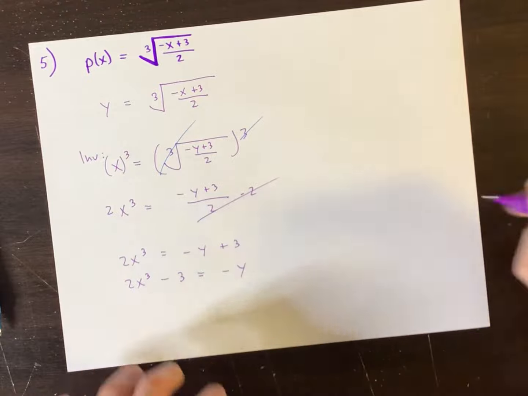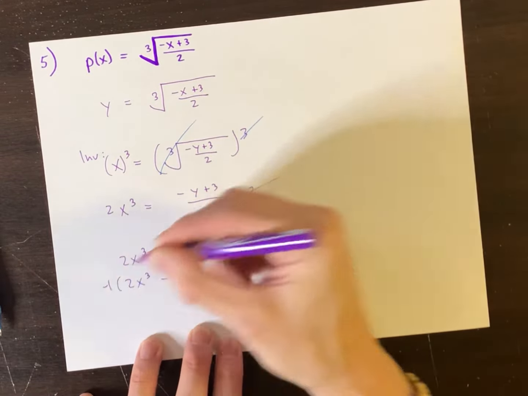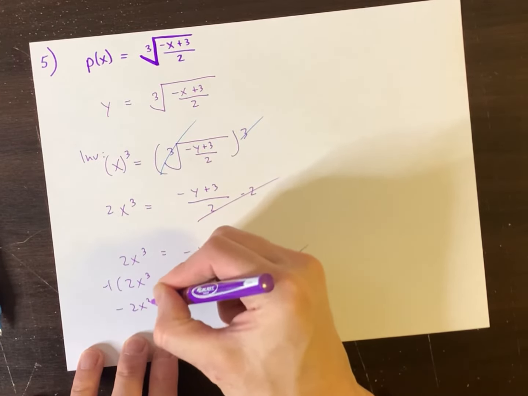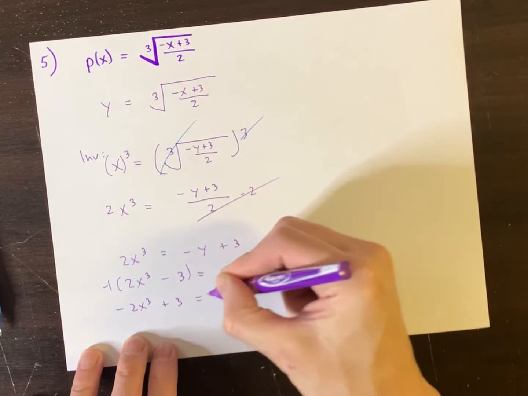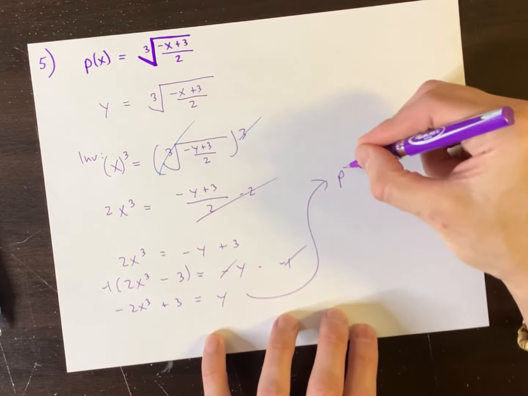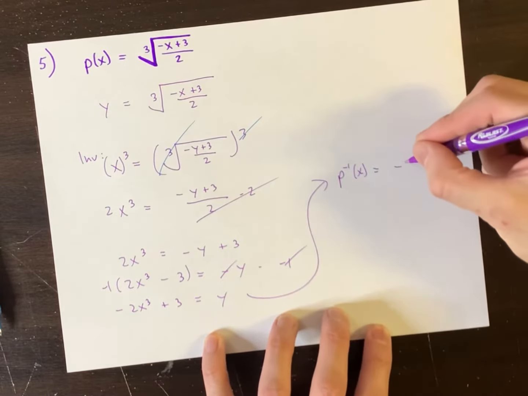Then we have negative y. And then you can multiply by negative 1 to get y by itself and distribute that negative 1 if you want. So this is y, but of course, call it what it should be called. This should be called p inverse of x because the original function was called p.